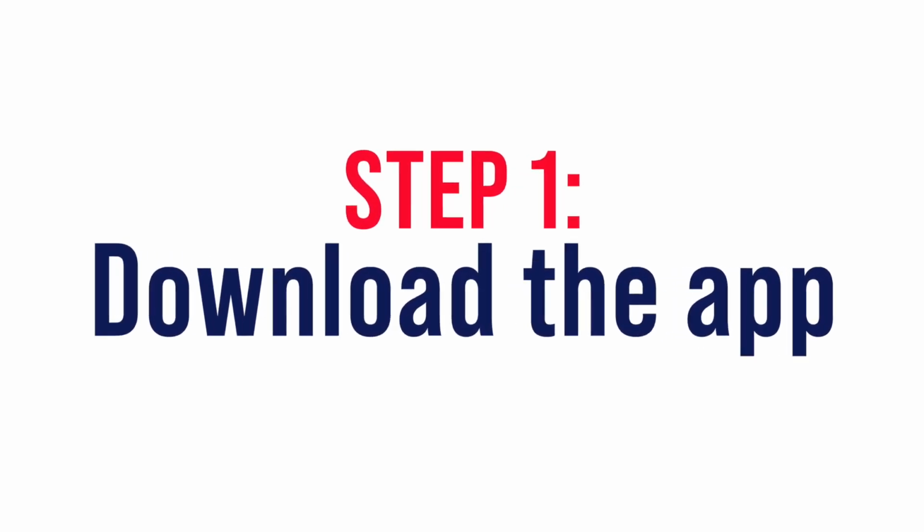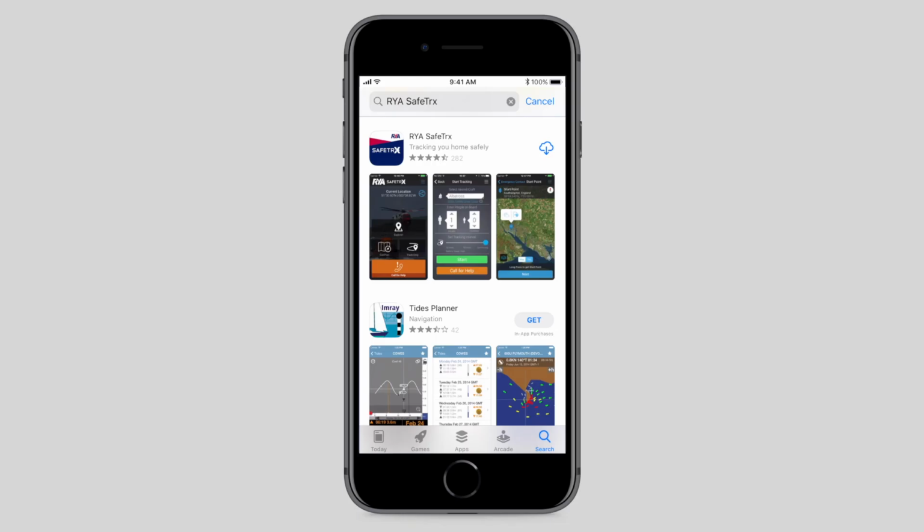Step 1. Download the app. You can download the RYA SafeTrx app onto your phone from the Apple App Store and Google Play Store. Simply search for RYA SafeTrx.